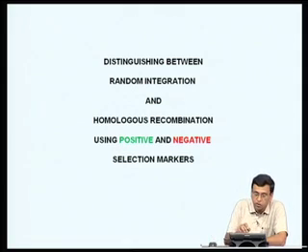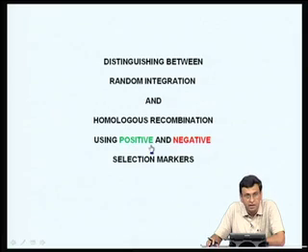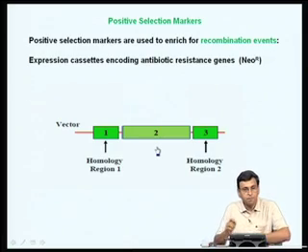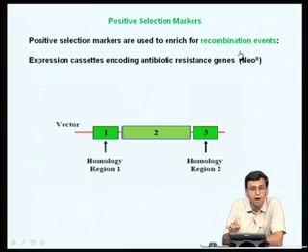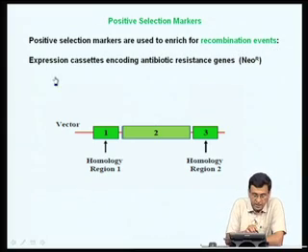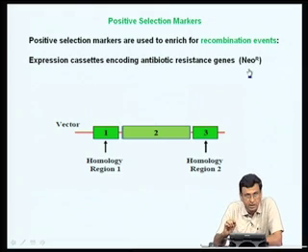So, how do we distinguish between random integration and homologous recombination? This is carried out by what are called positive and negative selection markers. Now, what is this? Positive selection markers are those which are used to enrich recombination events. The expression cassettes encoding antibiotic resistance are usually employed as positive selection markers.